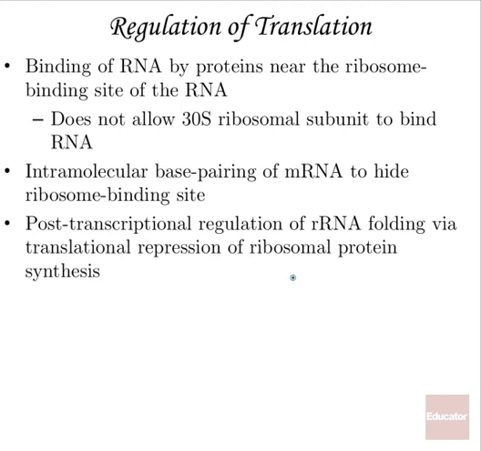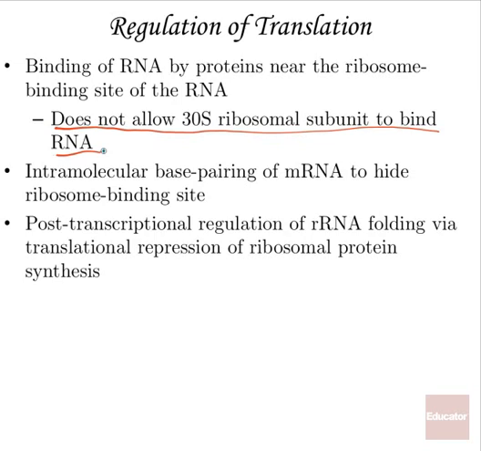Now, I briefly want to go over the fact that we can be regulated at translation, and what that is normally looking like is that you bind the RNA by proteins near the site that the ribosome would normally bind. So therefore, the ribosome can't even bind the mRNA. So this doesn't allow the 30S ribosomal subunit to bind RNA.